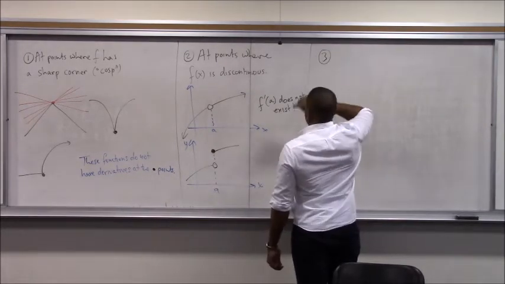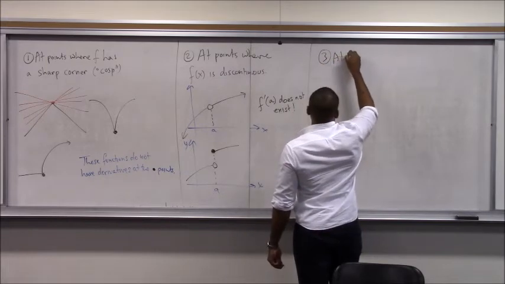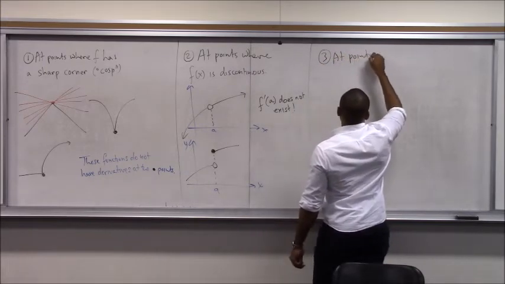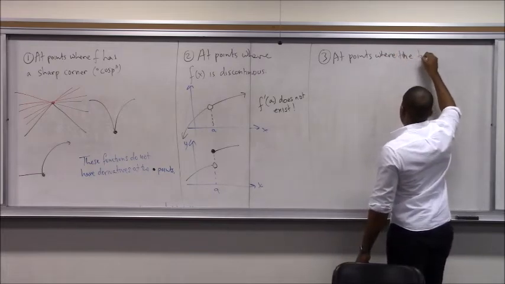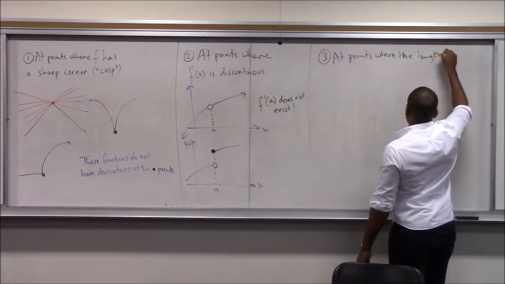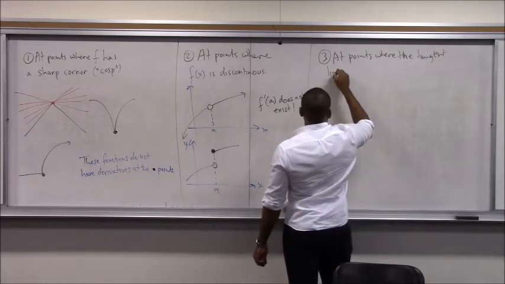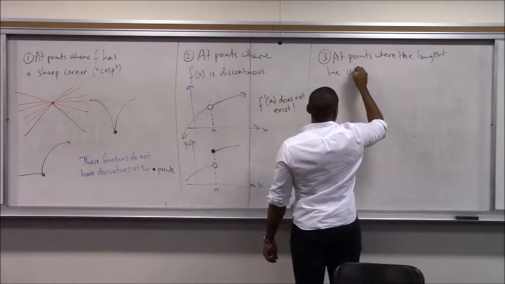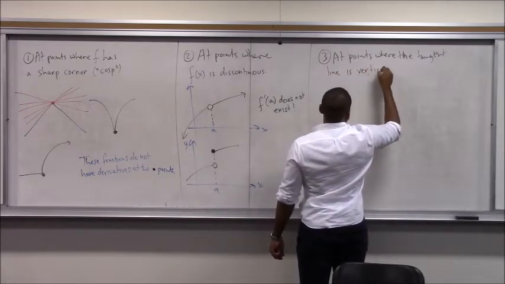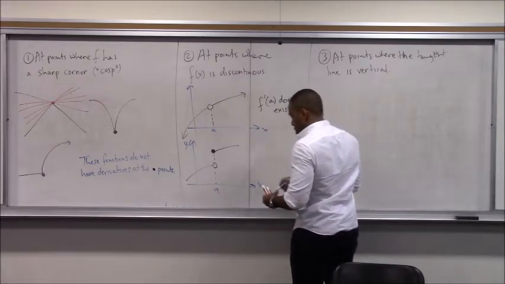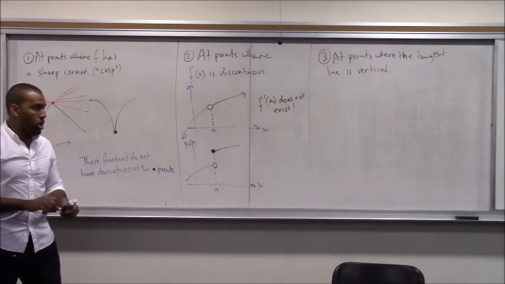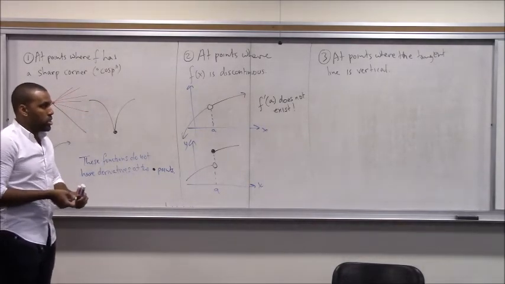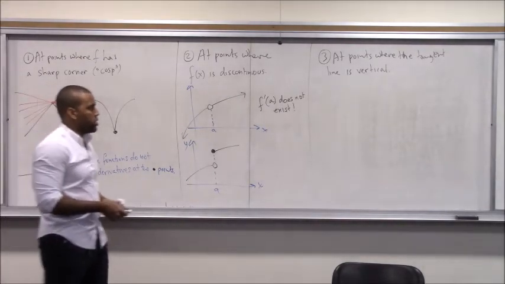The third one is at points where the tangent line is vertical. Certain functions have this property that when you zoom in, if you want to draw a line that behaves like the function, a vertical line is the best line to draw.